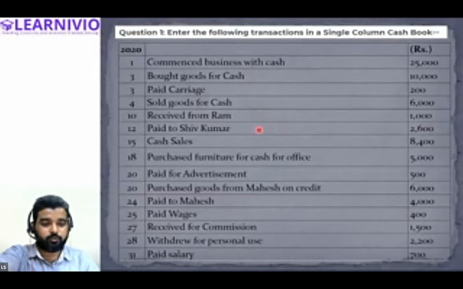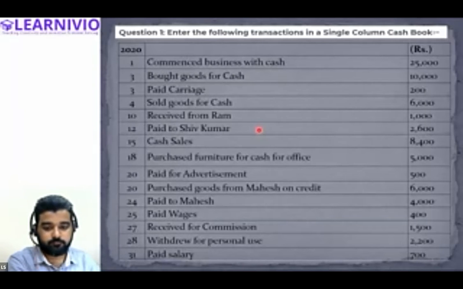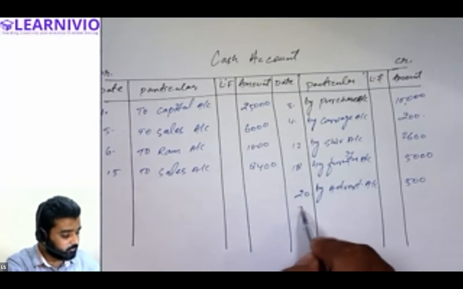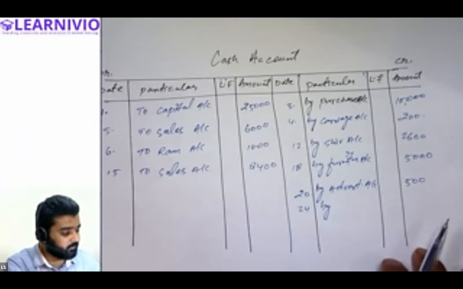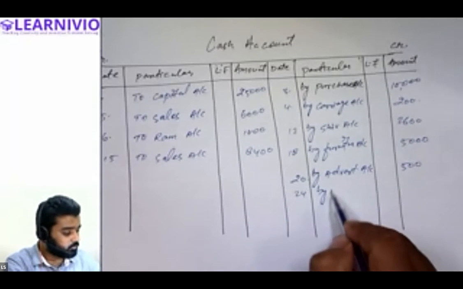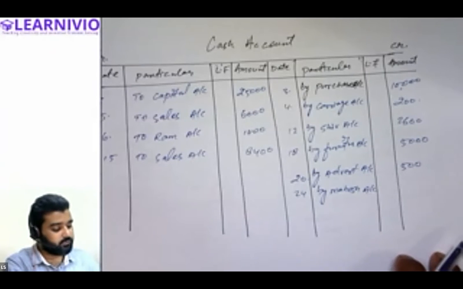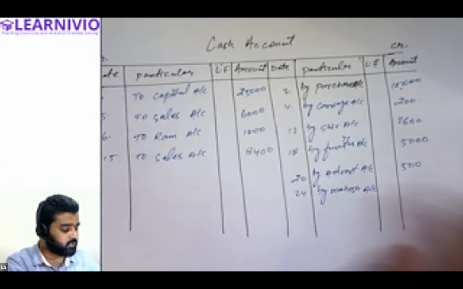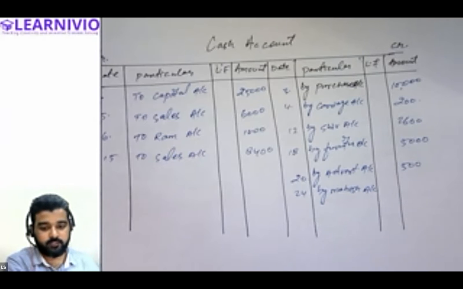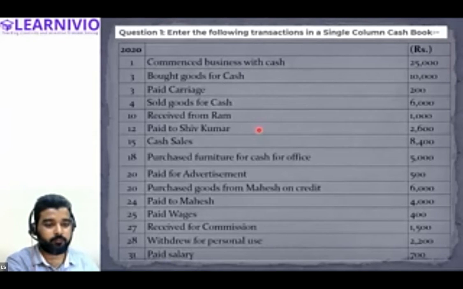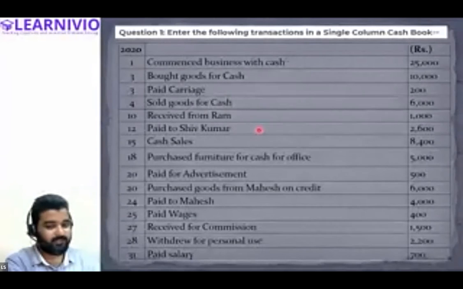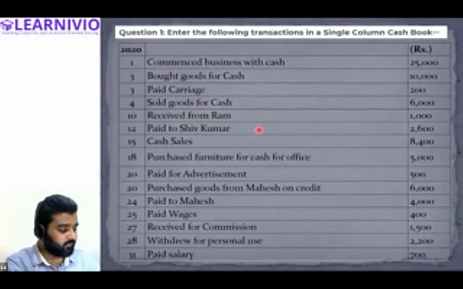Now, on 24th, we are basically paying Mahesh 4,000. Because there is an outflow, we will credit the cash account: by Mahesh account. All right. Any doubt, any problem? No, sir.